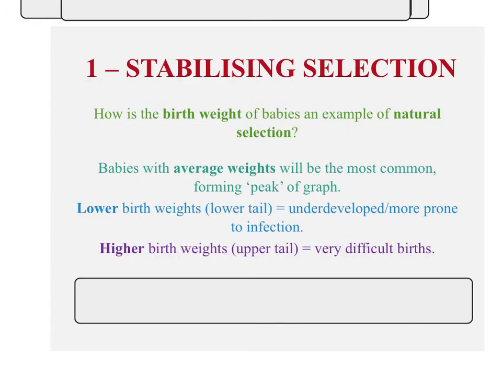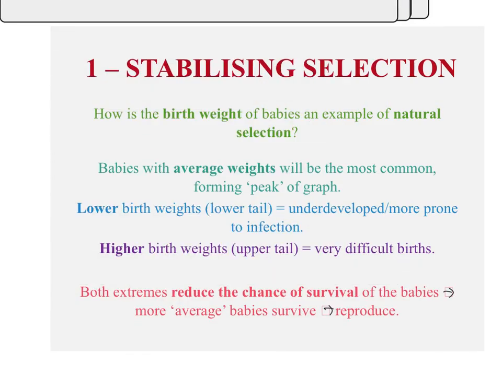Conversely, at the upper end of the scale, towards the higher end of weights but still in our normal distribution curve, the higher the birth weight, the more difficult birth is going to be. Maybe you might get stuck in the birth canal. Maybe your mum has to have a caesarean section. Maybe you get a little bit stressed during the birthing process. Overall, it's going to be slightly more challenging to deliver you, and therefore, again, there's a chance that you are less likely to survive.